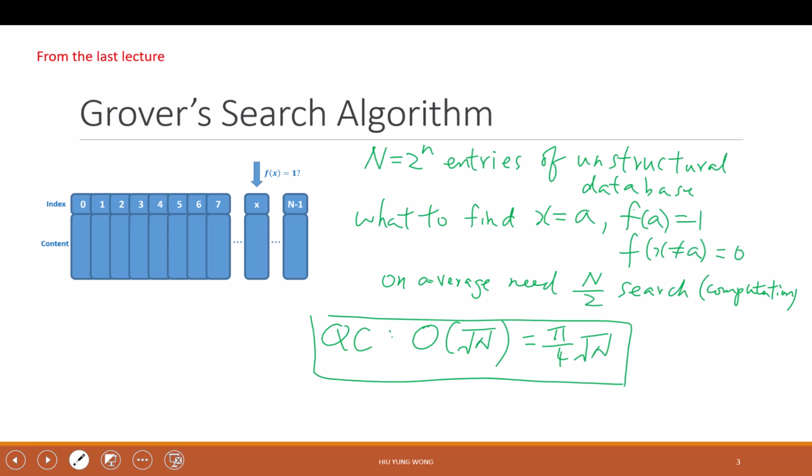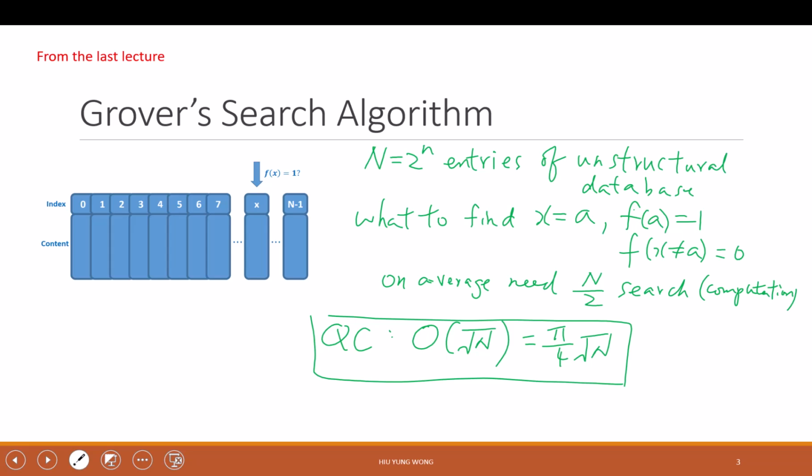Now on average, as we said last time, if I have capital N entries, maybe let's say 1024, on average I need to search N divided by 2 times, right? Because it's randomly placed. If I'm very lucky, the first one I pick is already what I want. If I'm very unlucky, I need to pick until the last entry. So on average, it takes N divided by 2.